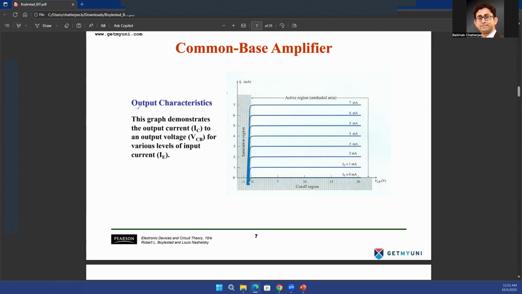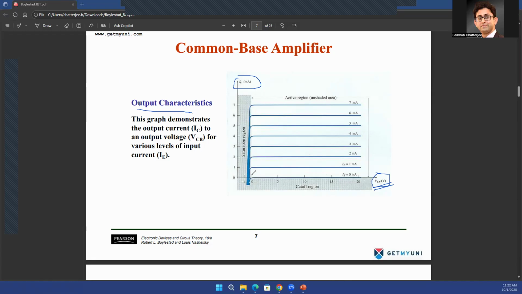Similarly, the output characteristic is the output current plotted on the y-axis versus the output voltage plotted on the x-axis. The output current is, of course, the collector terminal current, because our output is at the collector. So IC is your y-axis. The output voltage is the output side voltage with respect to the reference. The reference was your base, so VCB, the collector to base voltage, is your output side voltage here.